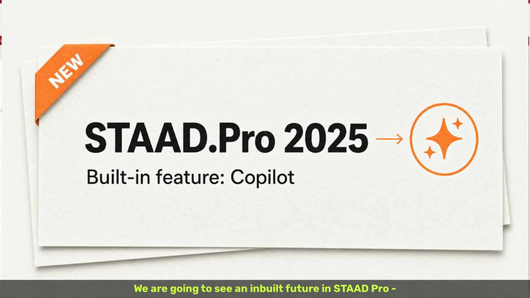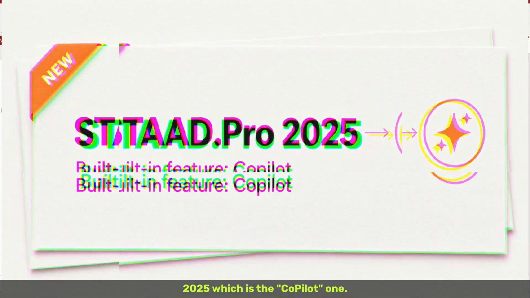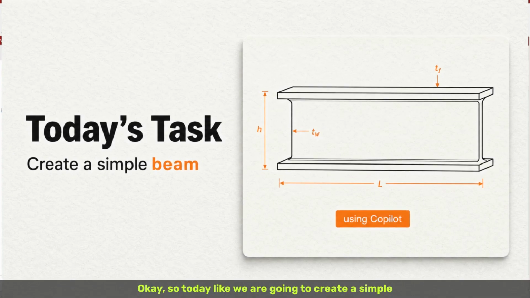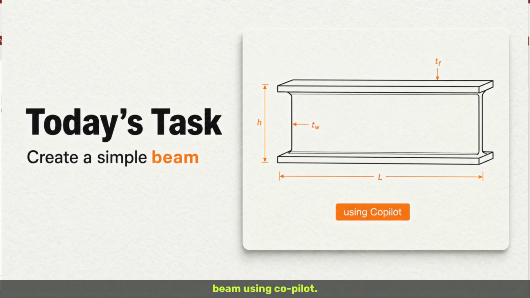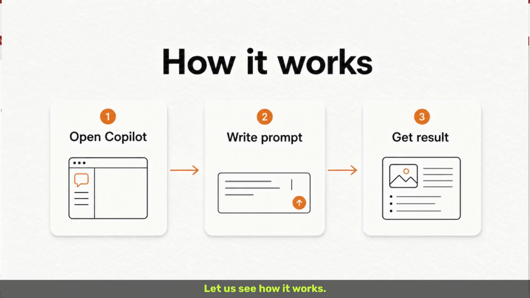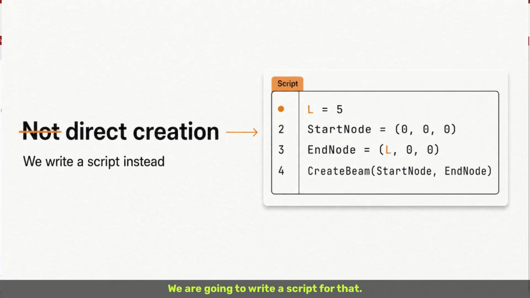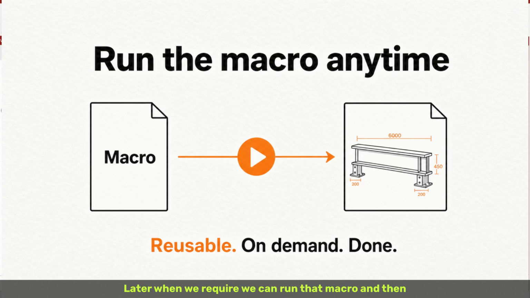We are going to see an inbuilt feature in STAAD.Pro 2025, which is the Copilot one. Okay, so today, we are going to create a simple beam using Copilot. Let us see how it works. We are not directly going to create it. We are going to write a script for that. Later, when we require, we can run that macro and then we get what we want.